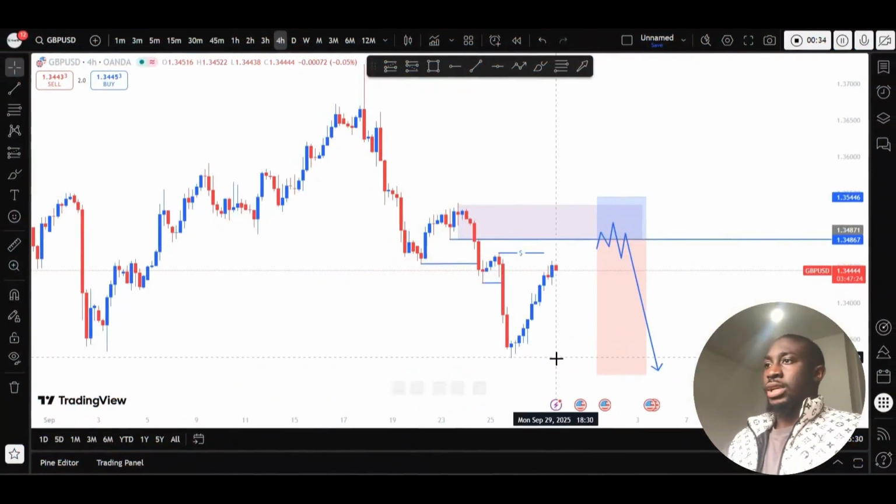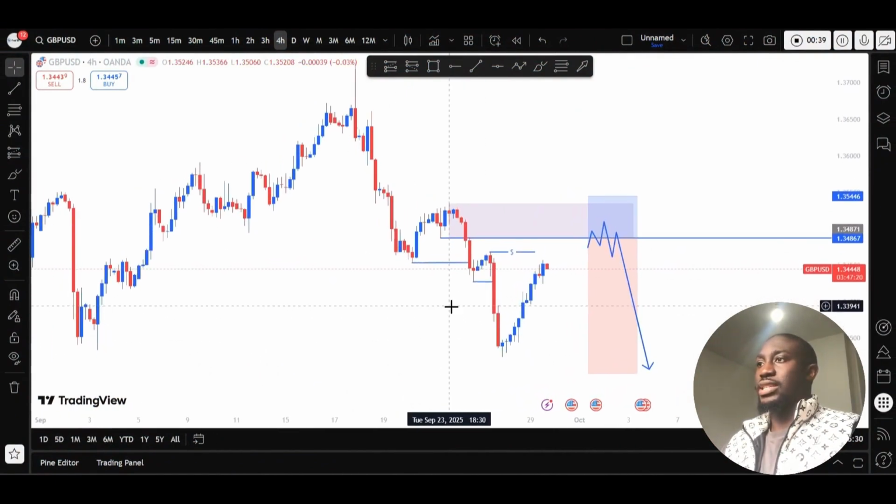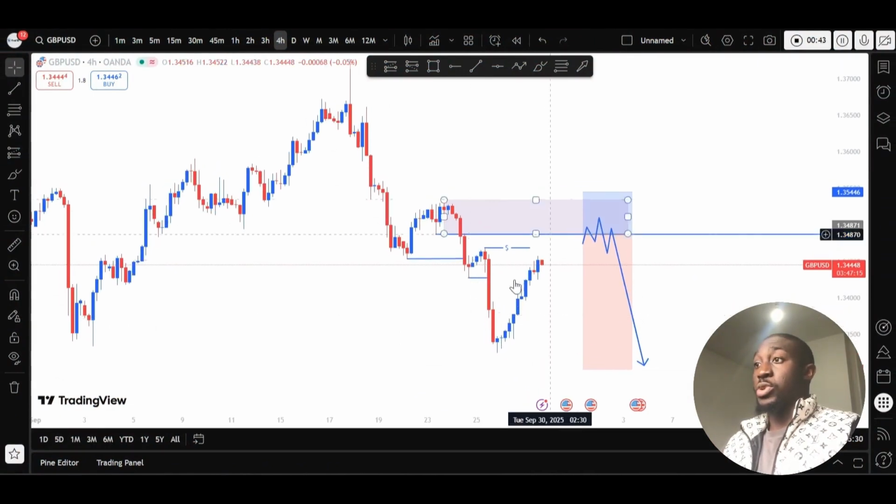As you can see on your screen, this is GBP USD. I just want to show you guys a couple of trades that I've analyzed, where I'm anticipating that once price gets to the area, we enter. This is GBP USD, the 4 hours time frame. So I'm anticipating to sell.